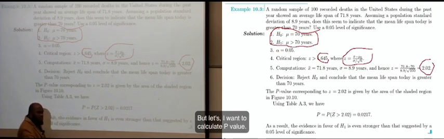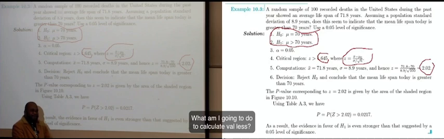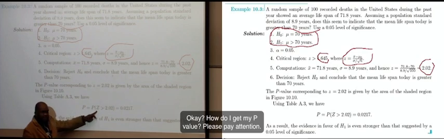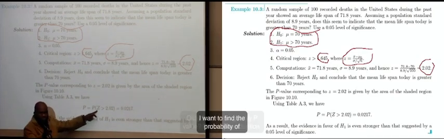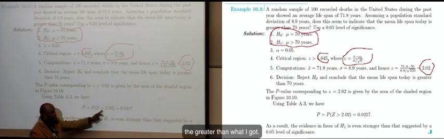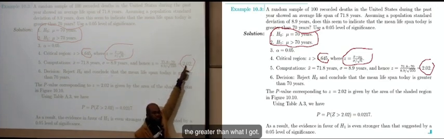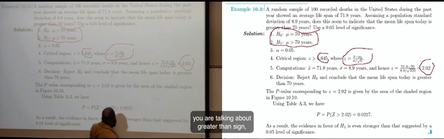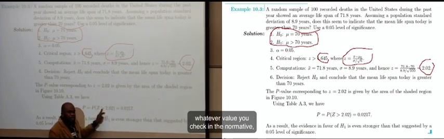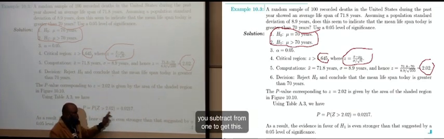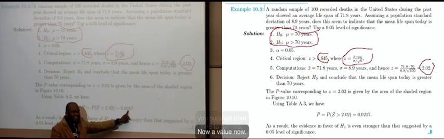But let's say I want to calculate the p-value. What am I going to do to calculate the p-value? Let's say I want to take a decision using the p-value. How do I get my p-value? Please pay attention. I want to find the probability of Z greater than what I got. What do we normally do when you are talking about a greater than sign? Whatever value you check in the normal table, you subtract from 1 to get this. Now, this is a p-value.